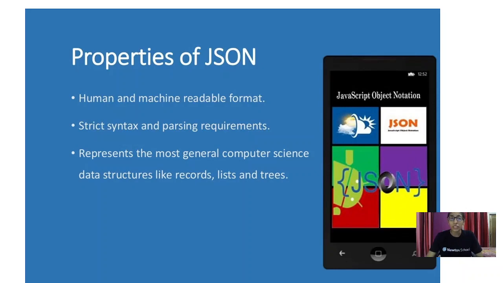Now what are the properties of JSON? The first property of JSON is that it is a human and machine readable format. It has a strict syntax and parsing requirements. Basically it represents general computer science structures, general records, general trees.